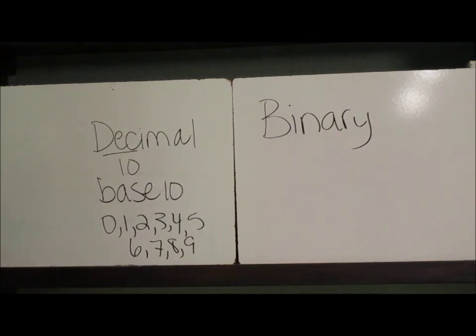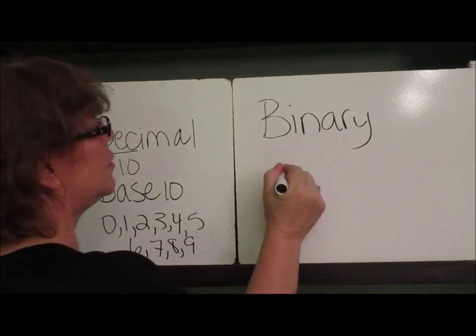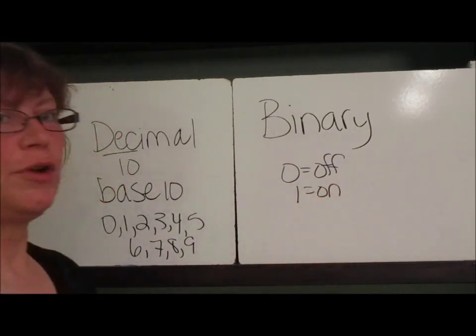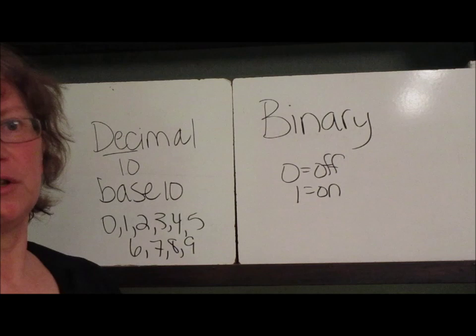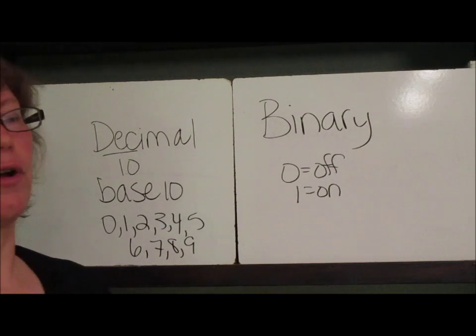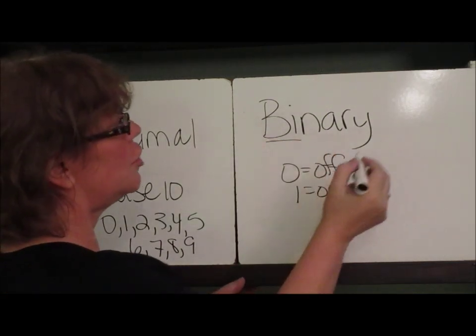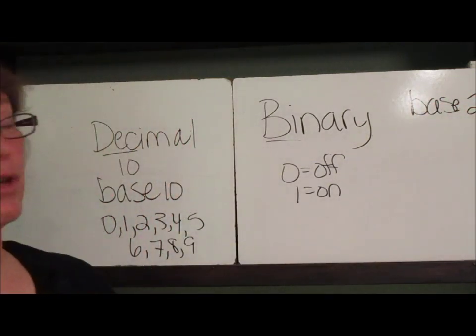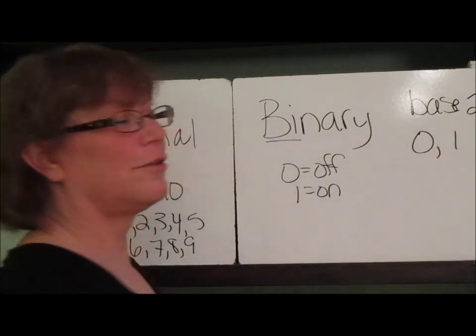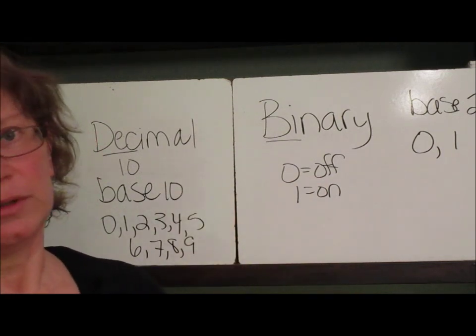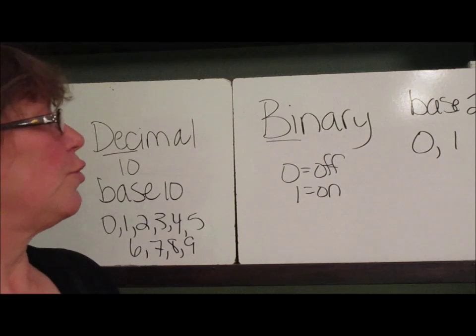Works great for us. Doesn't work great for the computer because it does not have 10 different states. It only has 2 states. And those states are 0 equals off and 1 equals on. So the computer has to represent everything it does, pictures, numbers, letters, sounds. Everything needs to be represented with zeros and ones, on or off. So bi means 2. Binary is base 2. It only has 2 digits. Guess what those are? You got it. 0 and 1. So it represents every single letter, number, symbol, picture, color with just zeros and ones.